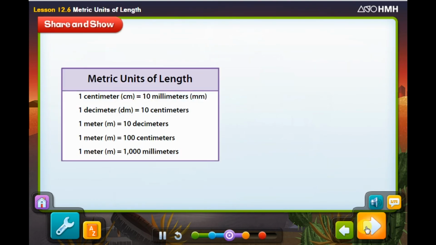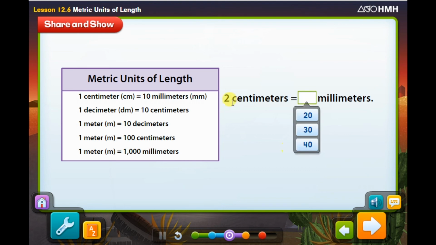Use the chart to compare metric units of length. 2 centimeters is equal to how many millimeters? Okay, 2 centimeters to millimeters. You move from big unit to small unit, which means you will multiply. And a centimeter is 10 times bigger than a millimeter. This means you multiply by 10. So 2 times 10 will give you 20 millimeters. Great job! 2 centimeters is equal to 20 millimeters.